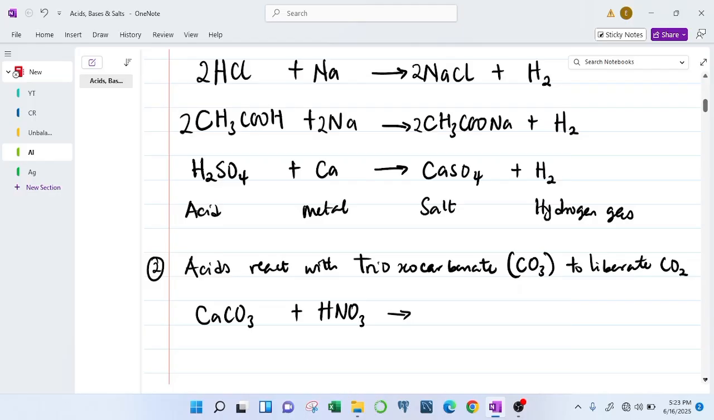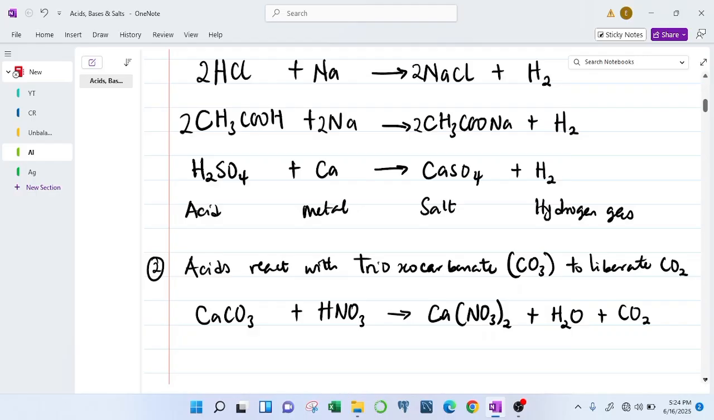So, what do we have? We have CaNO3. But again, remember, follow the previous videos on how to get formula of compounds. It's not just CaNO3, it will be Ca(NO3) in a bracket, then you place 2. Remember, you have to exchange their oxidation numbers. This is a salt. Water is also produced, and then you get carbon dioxide. So you can see, when acid reacts with trioxocarbonate, you get 3 products: a salt, water, and carbon dioxide.